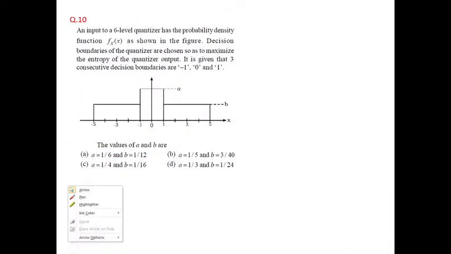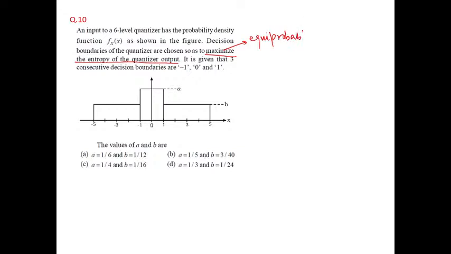Now, coming to the next question. An input to a 6-level quantizer has the probability density function given. The boundaries are chosen to maximize the entropy. Now, what is the meaning of maximizing the entropy of the quantizer? Maximizing the entropy means all the representation levels are equiprobable. It simply means that all the representation levels are equiprobable.